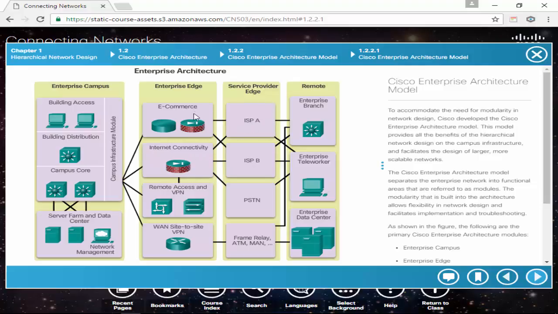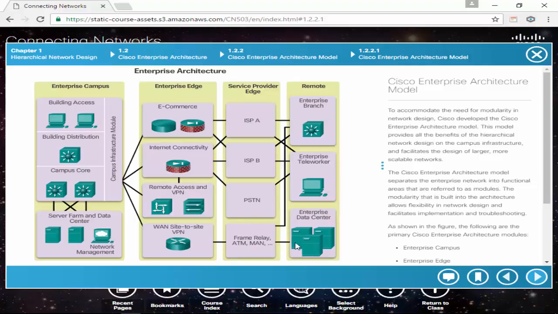For e-commerce, we have redundancy to two ISPs because it's just going to be for sales, and this shows we have a firewall in there that will be scanning that, but we want to separate those out. Then we have our VPNs feeding into our internet connectivity, so they allow people like our teleworker to work over here. Then we have our site-to-site WANs. These are our private connections. This is our WAN module, which has frame relay, ATM, MAN, MPLS, stuff like that.